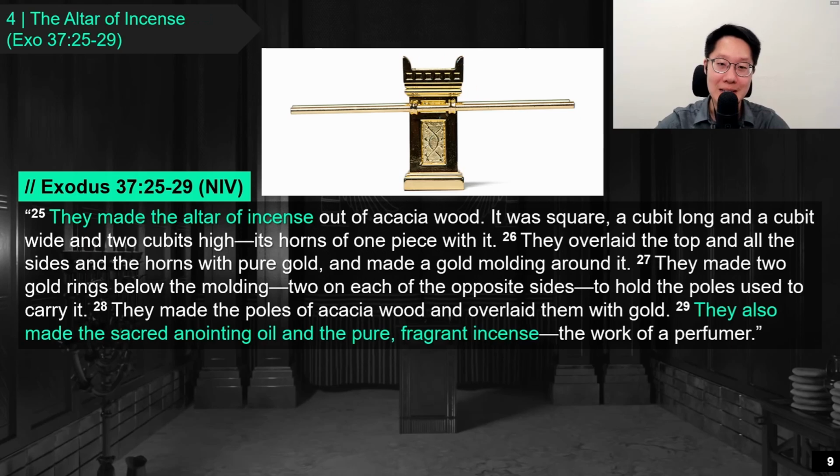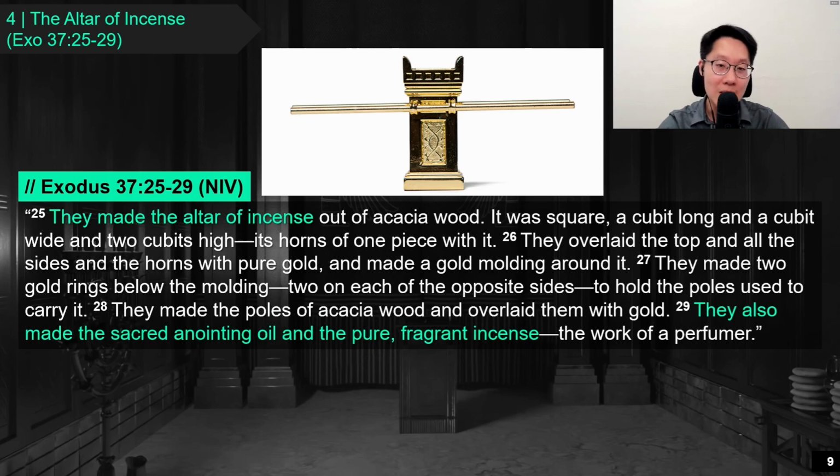And last but not least, we see Bezalel constructing the altar of incense. Verse 25, they made the altar of incense out of acacia wood. It was square, a cubit long, and a cubit wide, and 2 cubits high. Its horns were of one piece with it. They overlaid the top and all the sides and the horns with pure gold and made a gold molding around it. They made 2 gold rings below the molding, 2 on each of the opposite sides, to hold the poles used to carry it. They made the poles of acacia wood and overlaid them with gold.